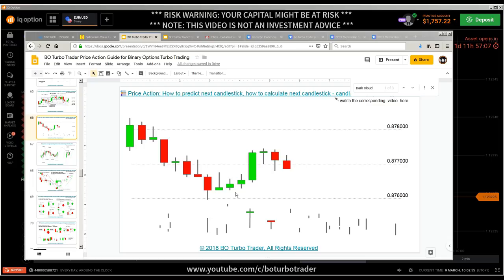Important to understand here is that this kind of chart looks really easy, and it doesn't look like a real chart, but this was a real chart.